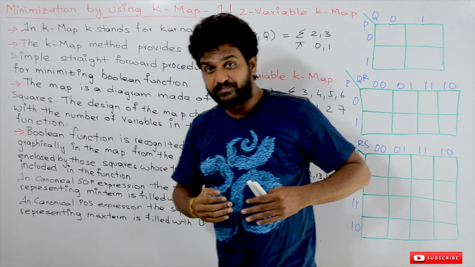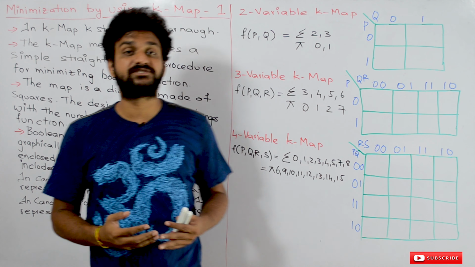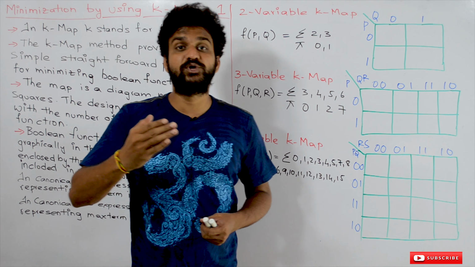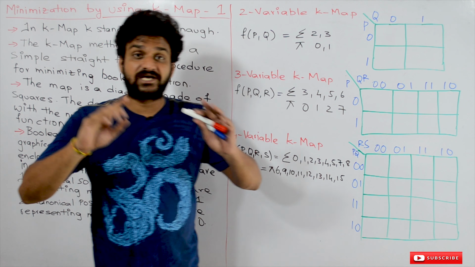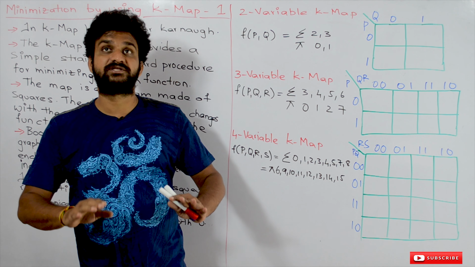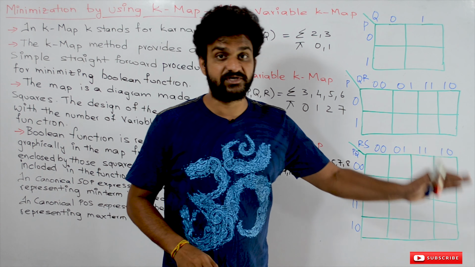In this class, we'll try to understand minimization by using K-map. In our previous videos, we have clearly understood how to minimize a Boolean expression by using Boolean laws and rules. The clear explanation about that concept has been made in our previous videos.